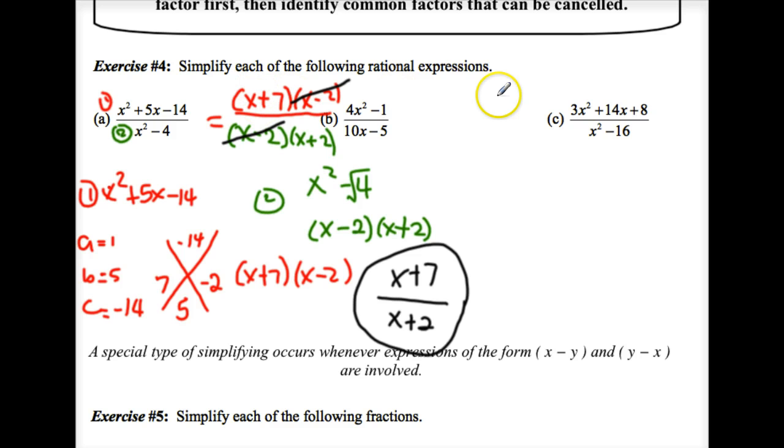Alrighty? So again, when we're doing these complex rational expressions, I factor the top, which is in red. That's factoring a quadratic. And then I factor the bottom, which is in green. That's a difference of squares. After I factor these, I look for the common factor, which is x minus 2. There's an x minus 2 at the top and an x minus 2 on the bottom, so I can cancel that. And then I'm left with the remainder, which is x plus 7 and x plus 2.